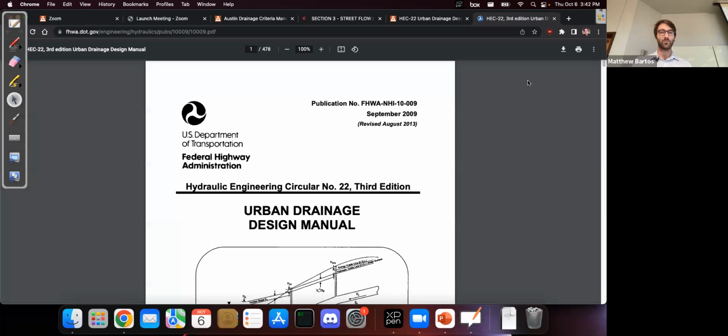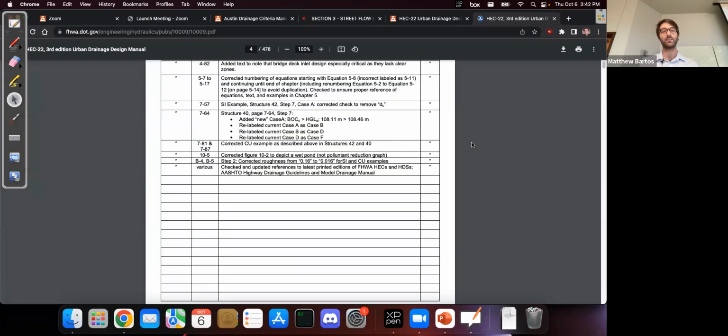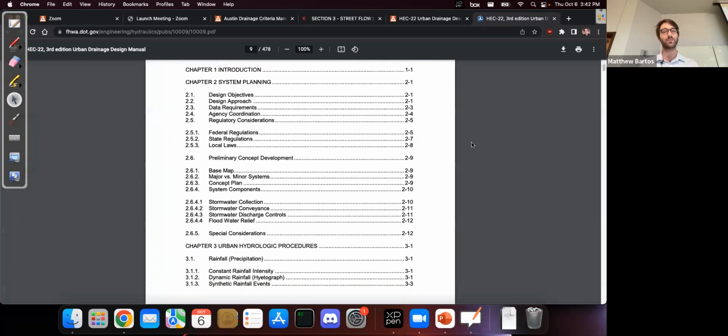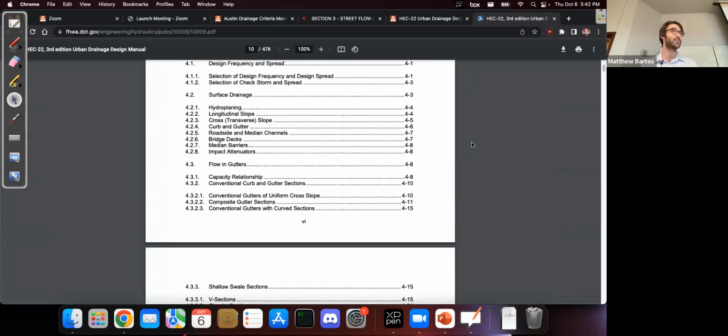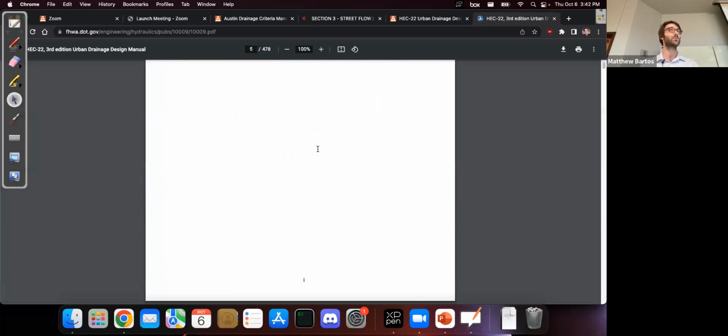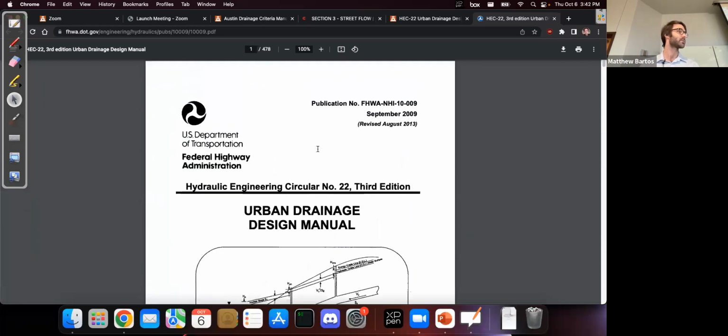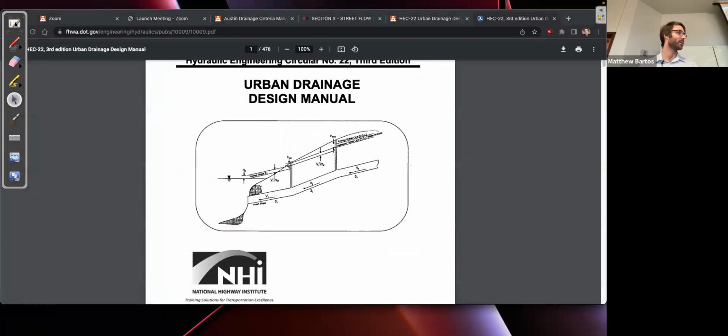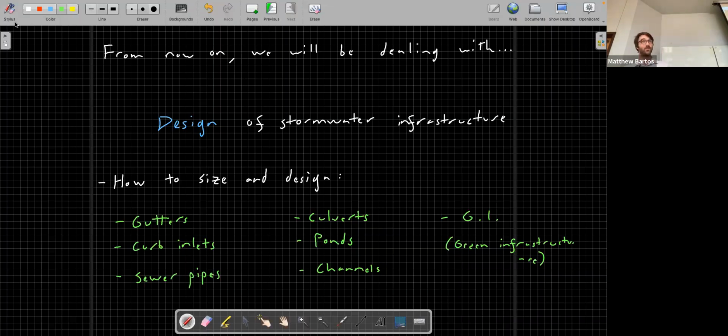It contains pretty extensive documentation on how to design everything from gutters to inlets to ponds to pretty much anything you can think of related to stormwater infrastructure. So this will be a good resource for your course projects. Okay, and many of the equations that I'll be introducing in class essentially come from this drainage design document. Okay, so first, let's talk about our first element of stormwater infrastructure design, which is gutters and curb inlets.